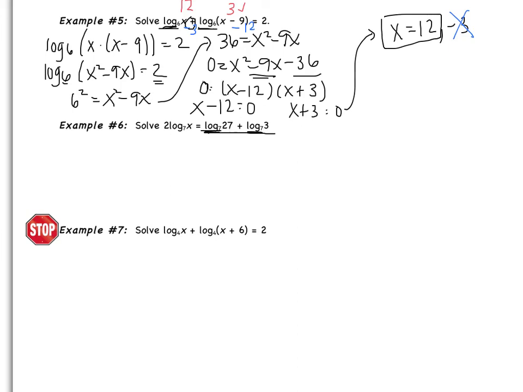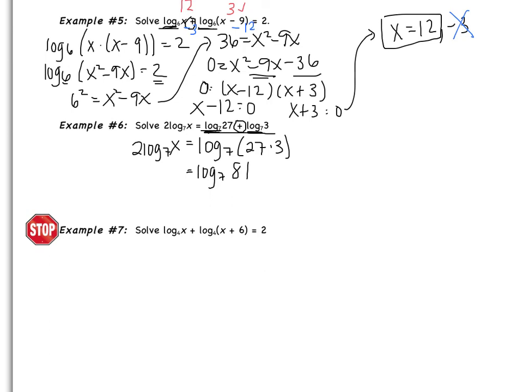Like the last problem, if I'm adding logs, when I convert them to one log, the arguments get multiplied. So it becomes 27 multiplied by 3. Okay, so 27 multiplied by 3 is 81. So on the right side, I really have log base 7 of 81. So what I did is I took 2 logs that were being added, and I combined them into one. Because of the product property, when I'm adding logs, that's the same as multiplying the arguments.